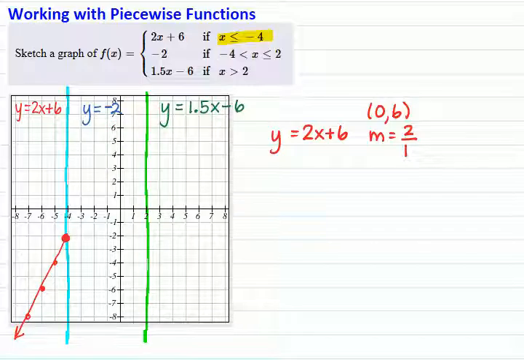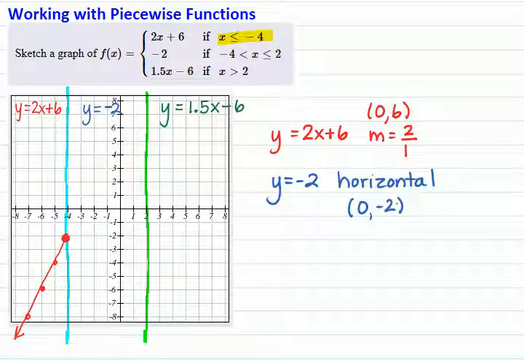My next task is to graph the line y equals -2. This is a horizontal line. It has a y-intercept of (0, -2) and slope 0. So I'm going to go to its y-intercept and graph a horizontal line only in the middle interval without extending it to the left and to the right. So it's actually a line segment.